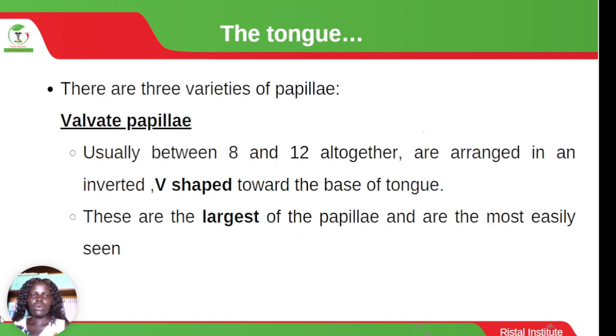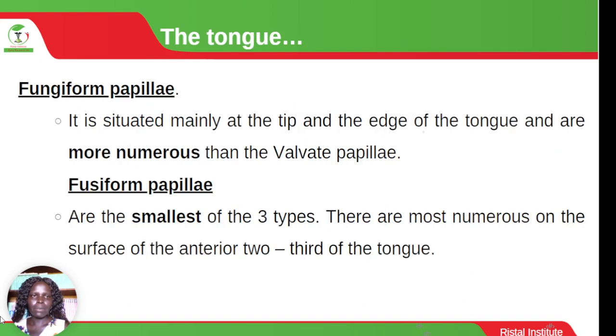There are three varieties of papillae. We have the vallate papillae, usually between 8 to 12 altogether, arranged in an inverted V-shape toward the base of the tongue. They are arranged in such a way that the upper part is narrower and the lower part or the base is wide. That is why we are saying inverted V-shaped. These are the largest of the papillae and are the most easily seen.